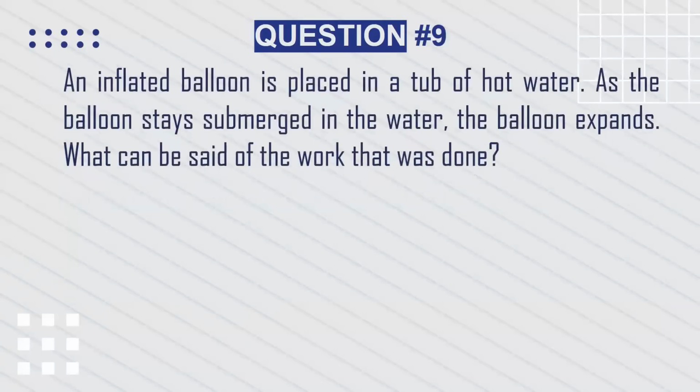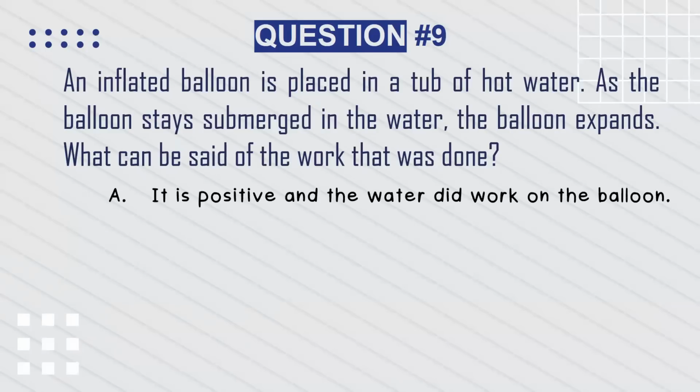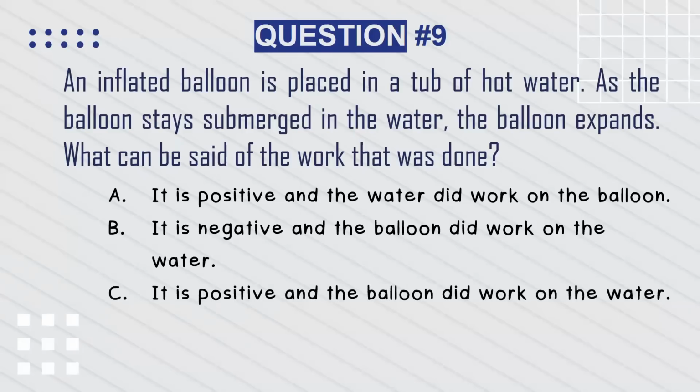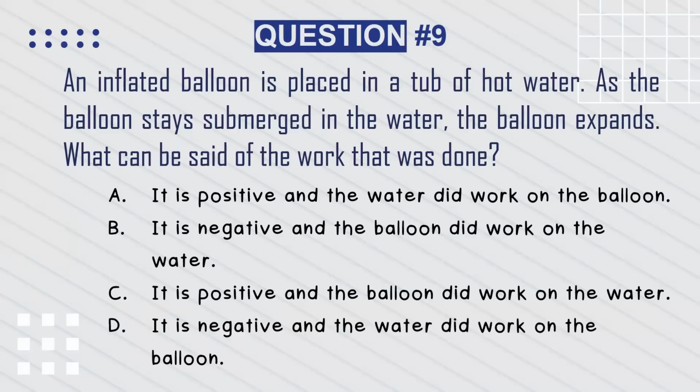An inflated balloon is placed in a tub of hot water. As the balloon stays submerged in the water, the balloon expands. What can be said of the work that was done? A. It is positive and the water did work on the balloon. B. It is negative and the balloon did work on the water. C. It is positive and the balloon did work on the water. Or D. It is negative and the water did work on the balloon.